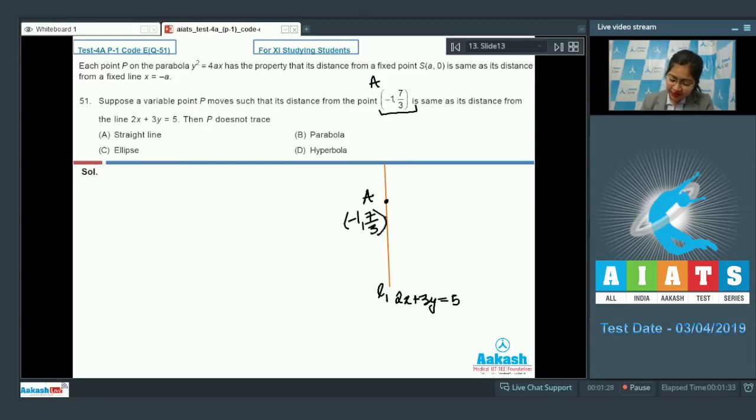Now let us say there is any point P. It has been given that the distance of P from the point A is the same as its distance from the line. It means that point P is lying on the line L2, where L2 is perpendicular to L1, right? If P is lying on this line L2, then we can say that the locus of P is a straight line. So it does not trace a parabola, ellipse or hyperbola.